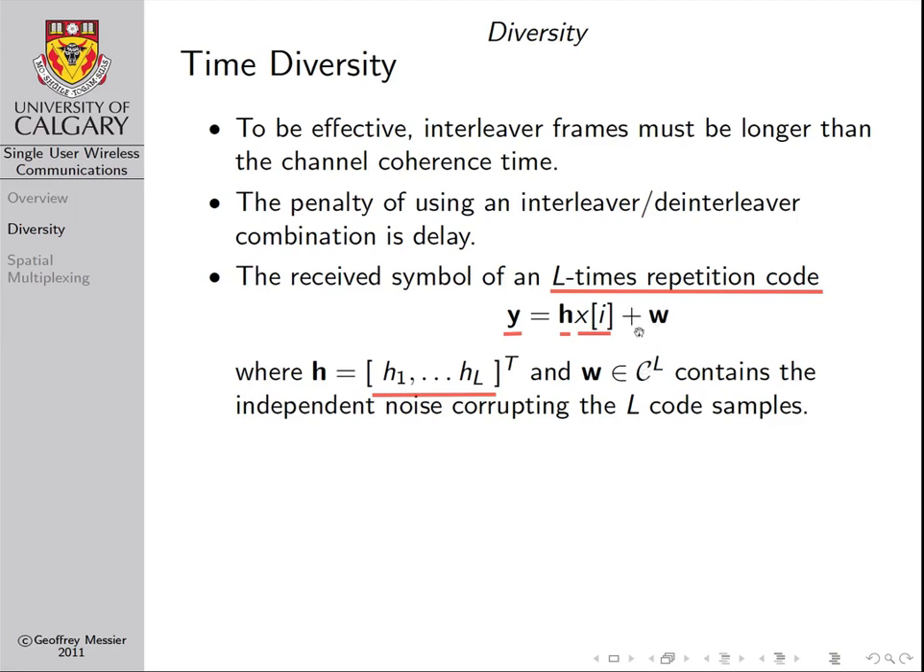Finally, w is a vector of noise samples, and because each of the different copies of the transmitted signal were received at different times, those samples would be corrupted by independent additive white Gaussian noise samples. And the noise definitely always is independent. So the fading value is not necessarily independent, but the noise definitely always is.